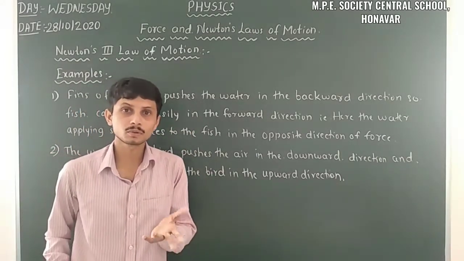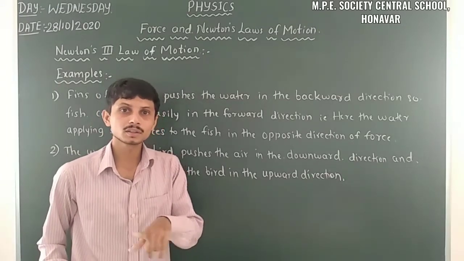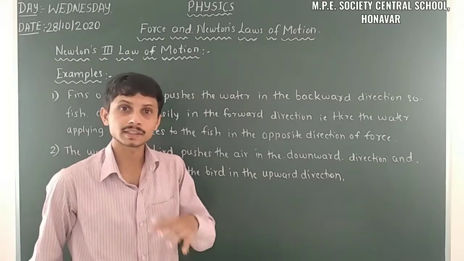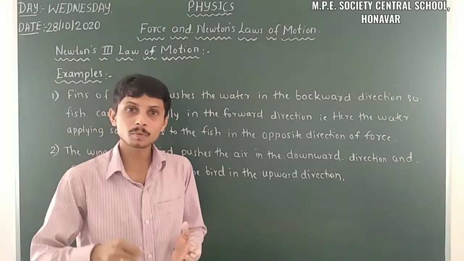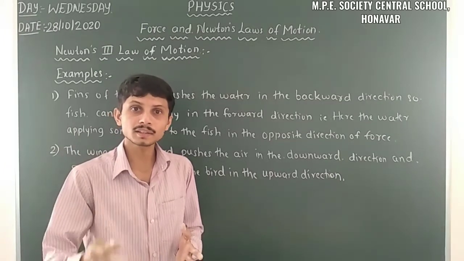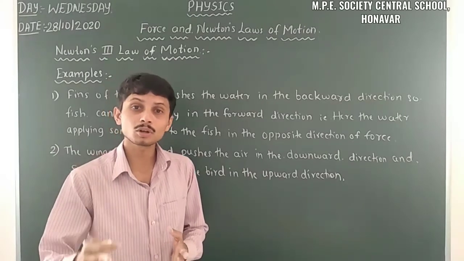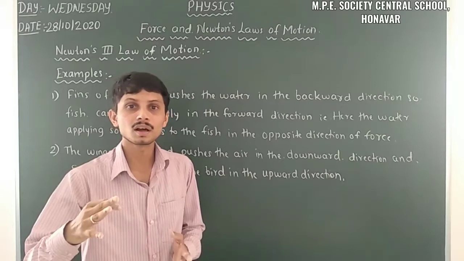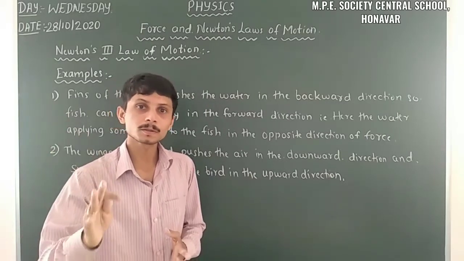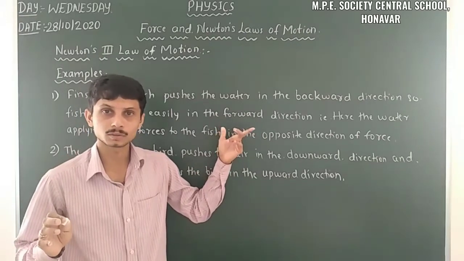Here I am taking one example, that is the launching of a rocket. In the launching of a rocket, the ejection of hot gases applies some amount of force to the ground so that the acceleration of the rocket can exceed the acceleration due to gravity, so it can move up to space. So this is one example of Newton's third law of motion.